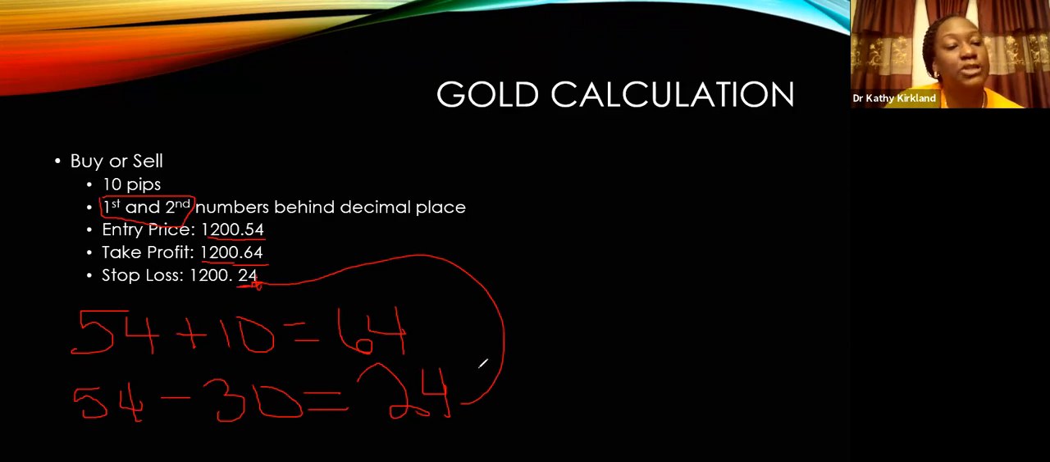And the opposite is true for selling. So if you're selling, what you would do is still use the 54, but you would subtract 10 for your take profit and add 30 for your stop loss. Okay?